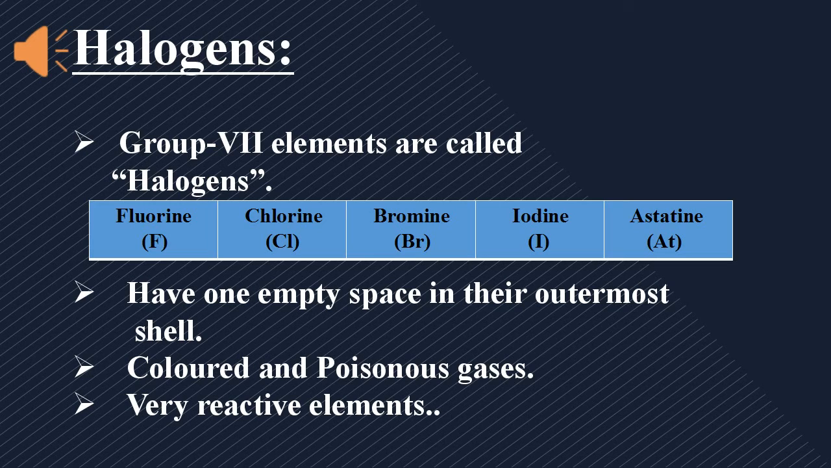Halogens. Group 7 elements of the periodic table are called halogens. They include fluorine, chlorine, bromine, iodine, and astatine. They have one empty space in their outermost shell. They are colored and are generally poisonous gases. But bromine exists as a liquid, and iodine is a solid. They are very reactive elements.